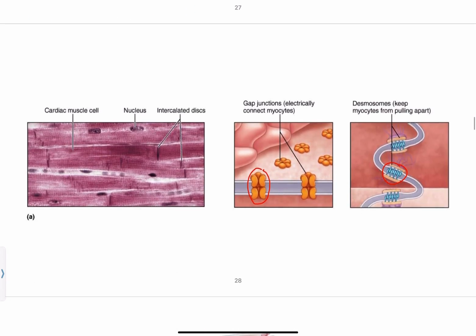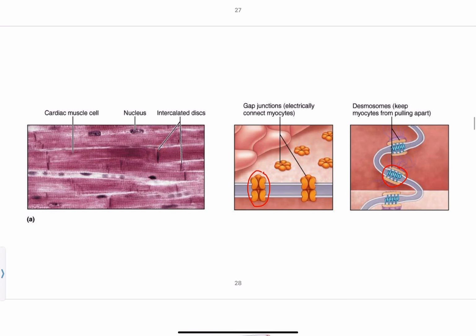So this is just a visual talking about what we just mentioned. Here's our intercalated disc. It's this dark line right here. We have intercalated discs where we have cardiac muscle cells joined together. So this is showing you a segment of one cardiac muscle cell, and connected to it is another cardiac muscle cell. So the point of the connection is an intercalated disc.